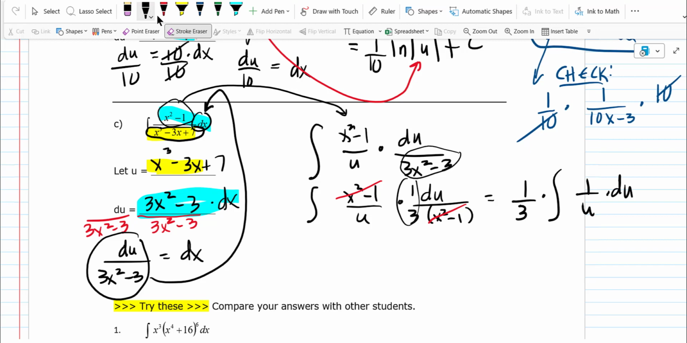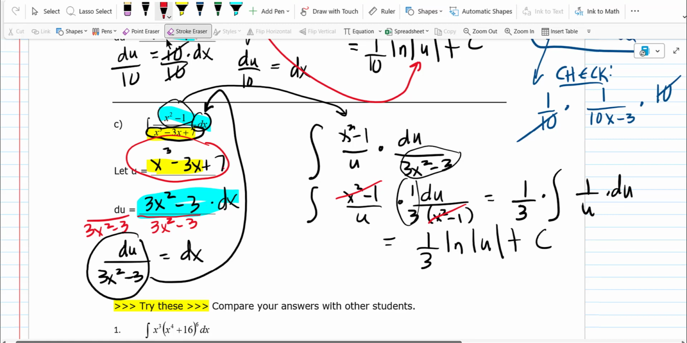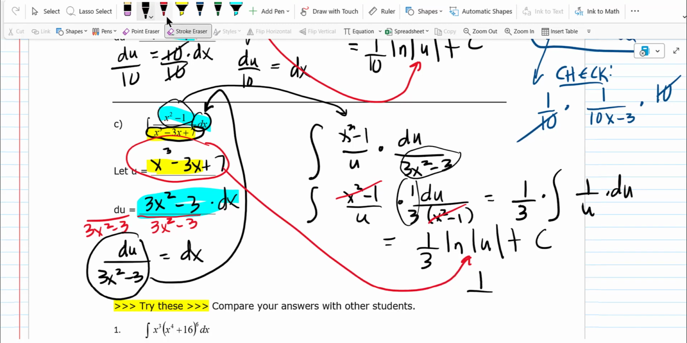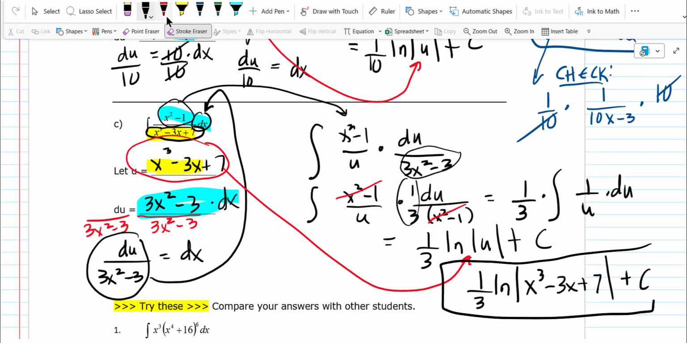So what's the antiderivative on this? ln of u again. Okay, got that. Kind of works out the way the last problem did. And then the last step is to take the u and plug it back in. So for our final answer, we're going to have 1/3 ln of the absolute value of x to the third minus 3x plus 7, plus c. Now that problem could be checked pretty easily by doing the derivative. If you know how to do the derivative with the chain rule on that, you could get it pretty easily.